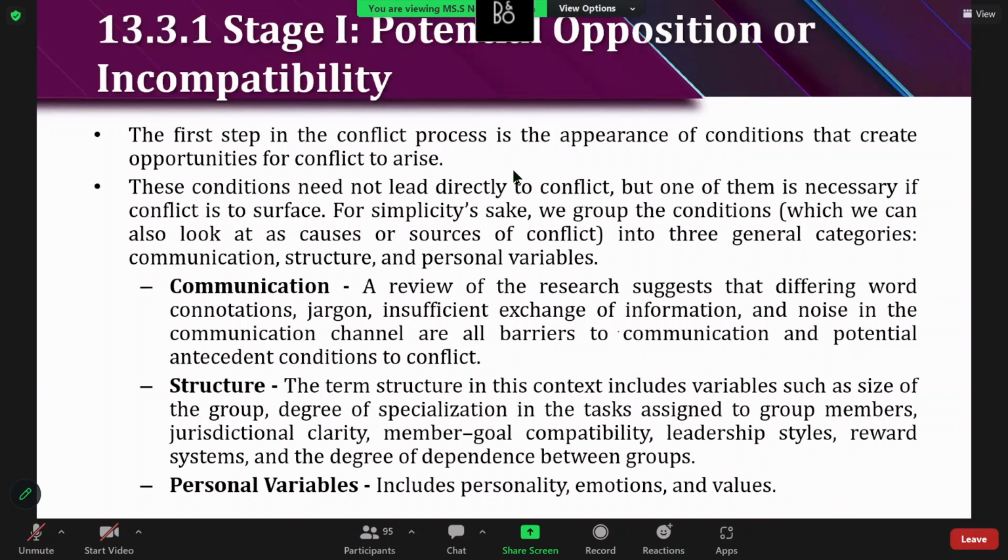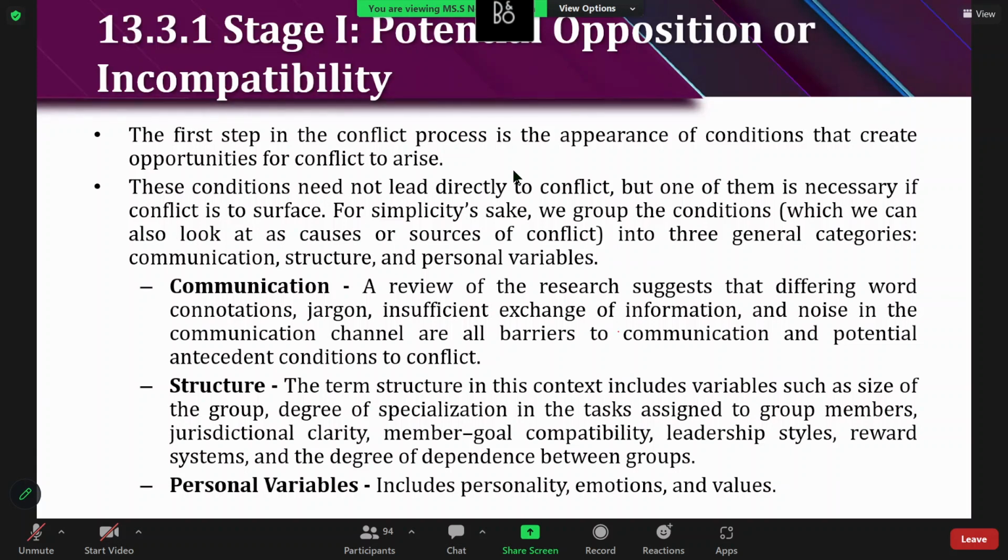So for simplicity's sake, we group these conditions. If some key condition needs to be fulfilled for a conflict to arise, we can categorize these conditions under 3 different categories, which we can also look at as the causes or the sources of conflict. So we can say these 3 different categories are the sources or causes which give rise to conflict. Okay, so the first source of conflict is communication.